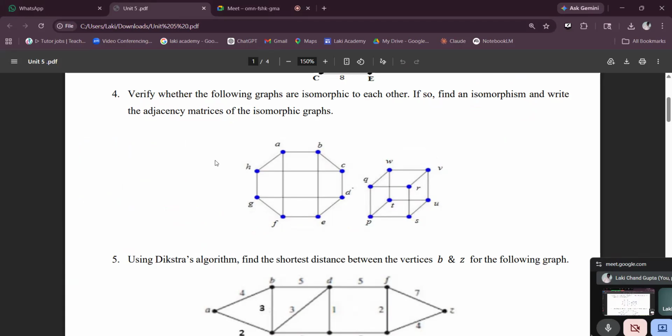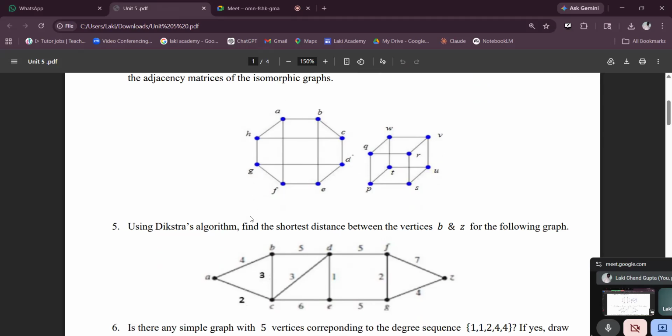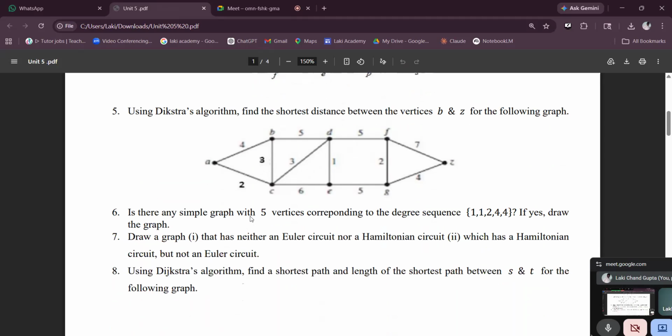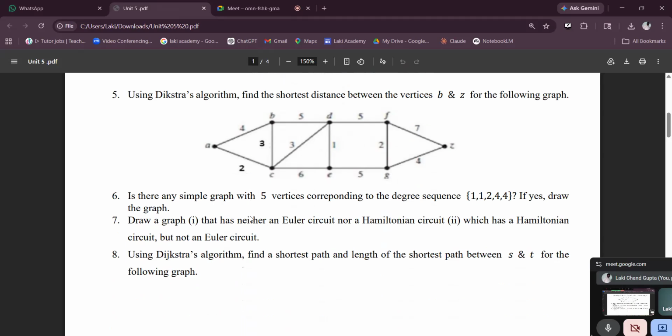Adjacency preserved means each vertex has degree 3. Nothing to write. That's it. If you are getting the same value, they are isomorphic. So we have not done Dijkstra yet. So we will see next time.